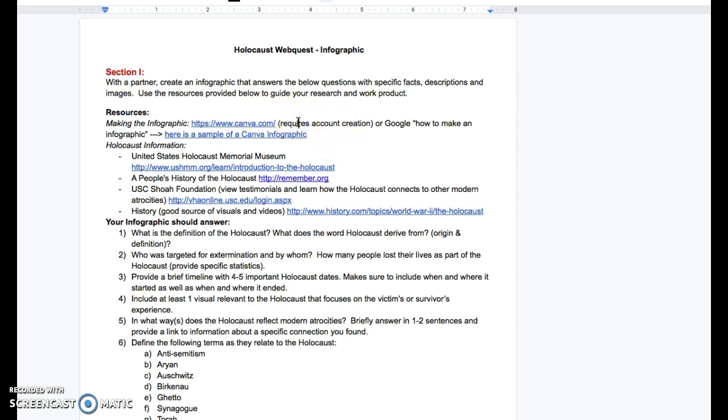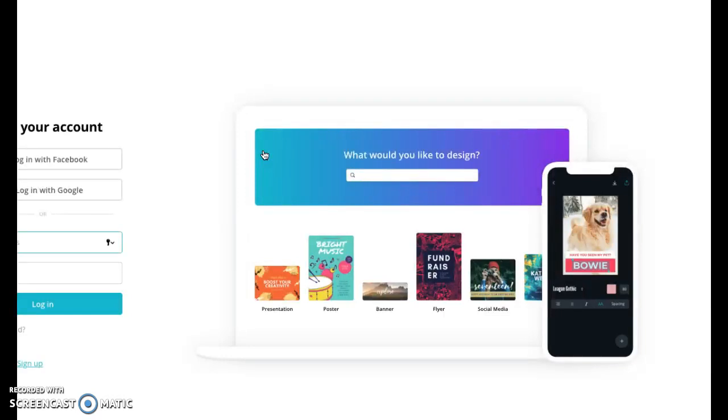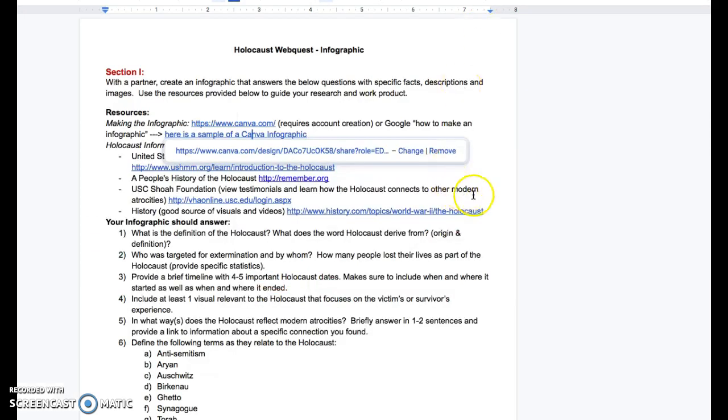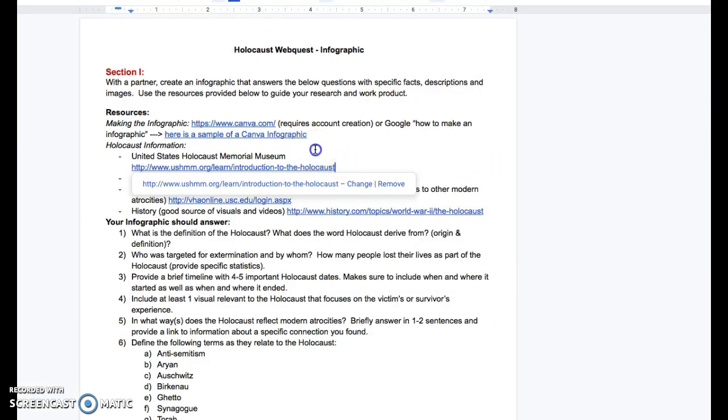I love Canva. It's free. However, if you want to use something else like Piktochart, for example, that's totally fine. Use whatever medium you would like. Go ahead and click on the sample of an infographic. This is a pretty professional one. Oh, well, you'd have to log in. My bad. I'll let you guys look at that on your own.